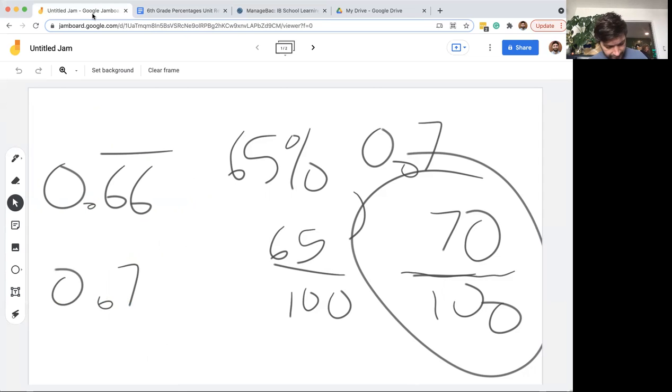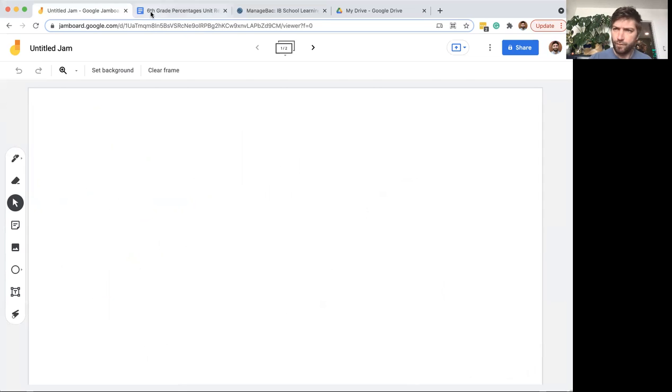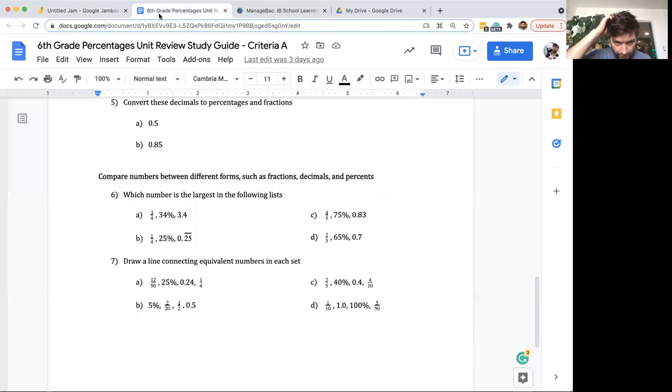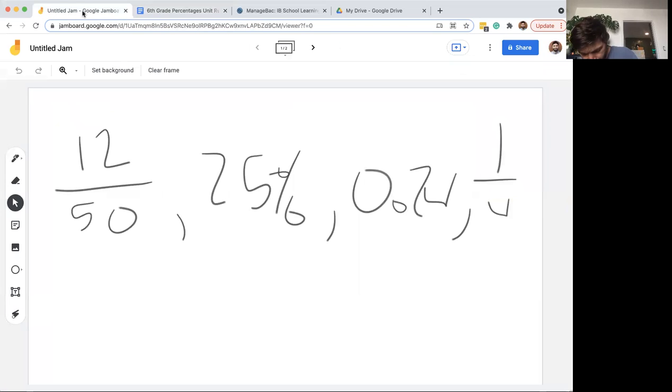Okay, and last but not least, we're going to do something similar while we work through finding the equivalent numbers, okay? So A asks us to do 12/50, 25%, 0.24, and 1/4. Okay, so with these, forgive my ugly 4, we're going to want to try and turn them into some equivalent form to compare them.